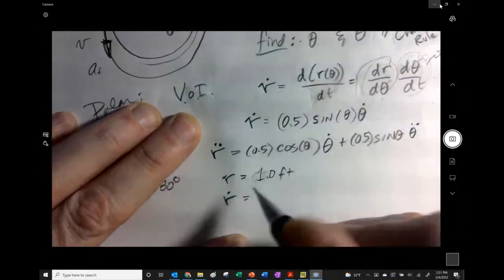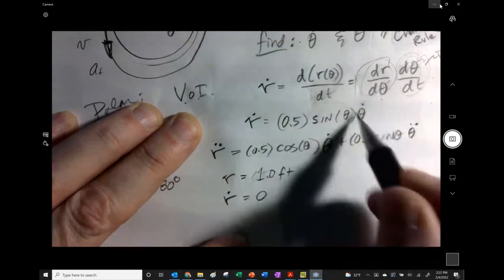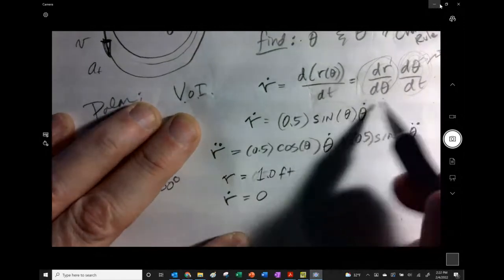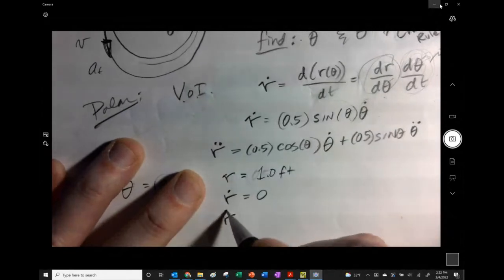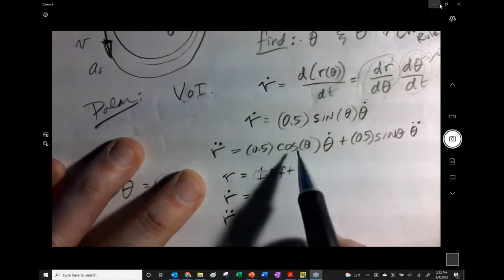180 in here makes that 0. That's good because we didn't know theta dot. That would have messed us all up. We didn't know theta dot, but it works out the right way. I'm glad you guys are here to keep me in line.